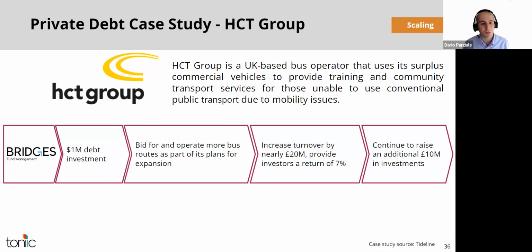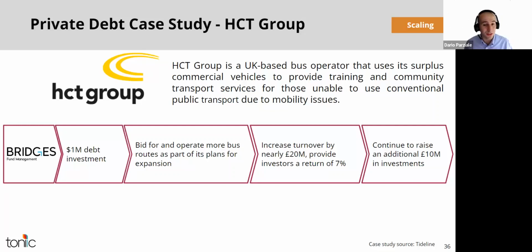The terms of the investment provided HCT with flexible capital to bid for and operate more bus routes as a part of its plans to expand, and an ambition to compete with private sector providers. HCT reported this round of investment allowed it to increase turnover by nearly 20 million British pounds and provided investors a return of 7%, and it continued to raise an additional 10 million investment to date.